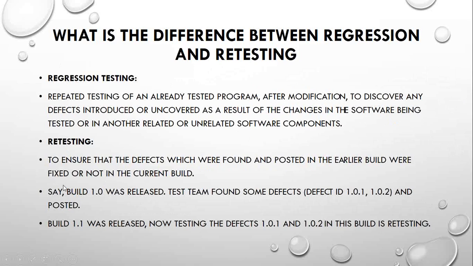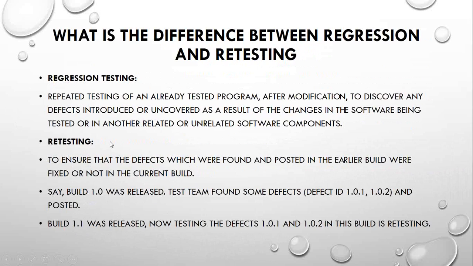In retesting, it is very easy. Let's say in build 1.0 there are some defects. Now when it comes to 1.1, you are checking whether the defects that were in 1.0 are there in 1.1 or not. There will be builds 1.1, 1.2, 1.3, 1.4, like that. Even if you come to 1.3, you are checking again: in 1.2 there were defects previously, whether the same defects are there in this build. Retesting ensures that the defects found or posted in earlier builds are fixed or not in the current build. So that is basically regression and retesting.